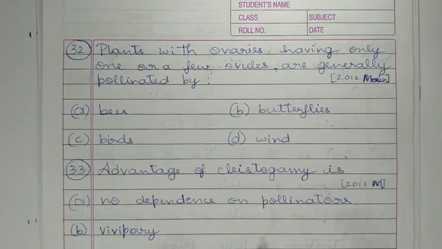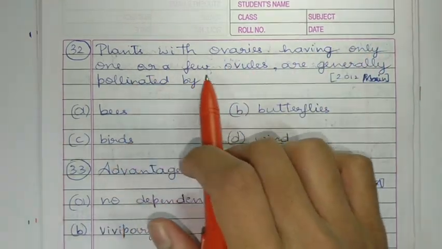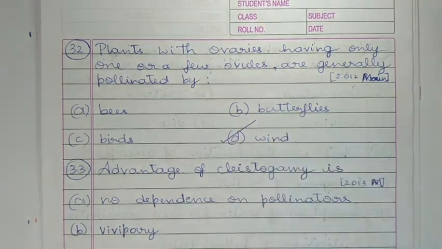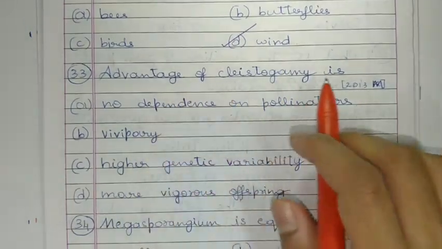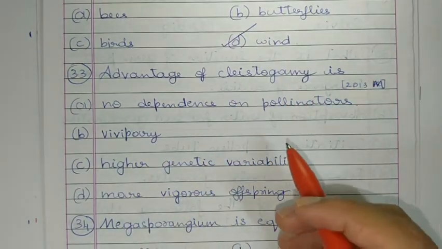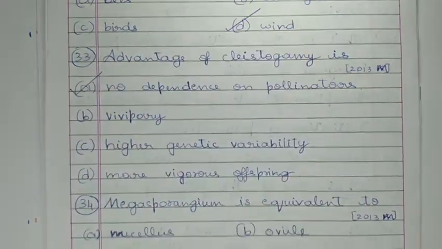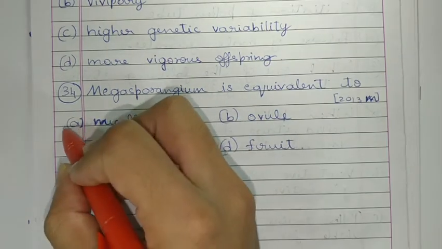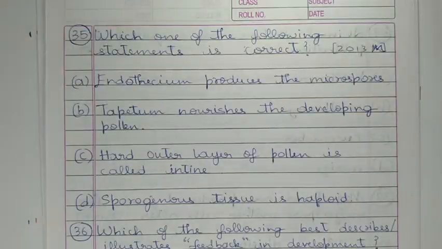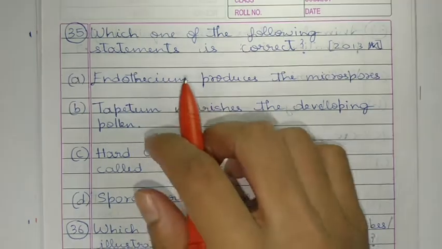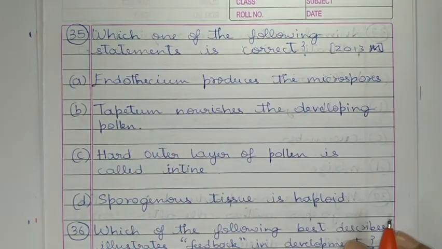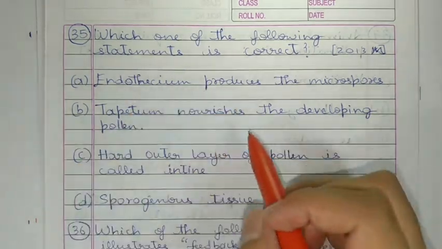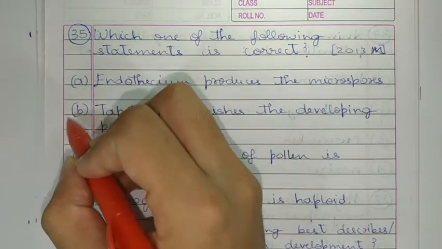32. Plants with ovaries having only one or a few ovules are generally pollinated by D, wind. 33. Advantage of cleistogamy is no dependence on pollinators, option A. 34. Megasporangium is equivalent to nucellus. 35. Which one of the following statements is correct? Tapetum nourishes the developing pollen is the correct option.